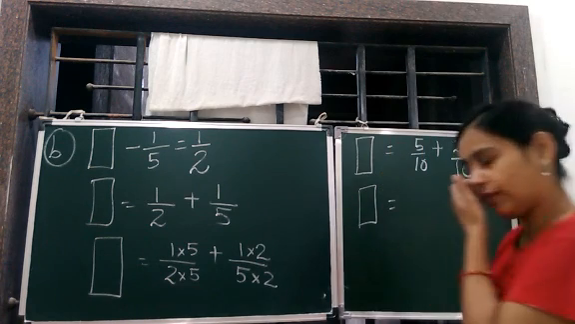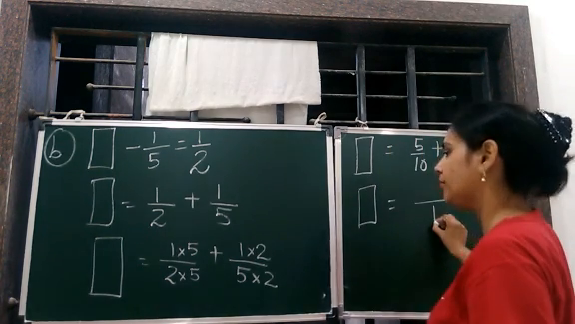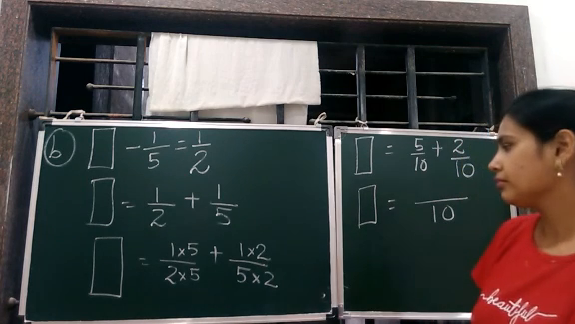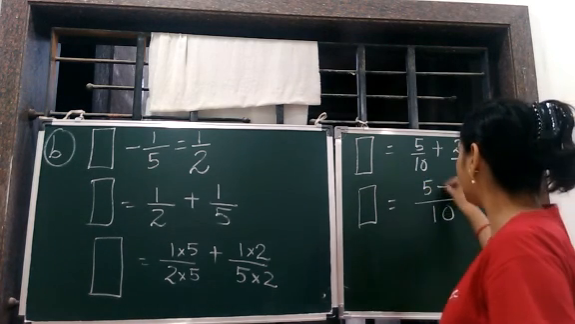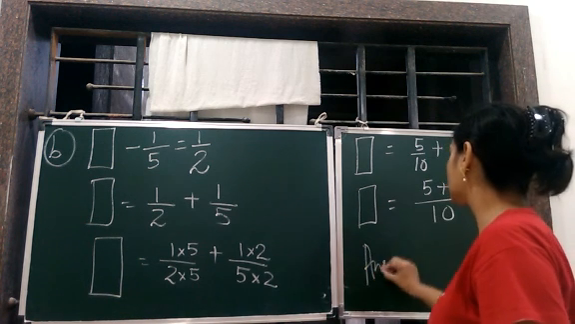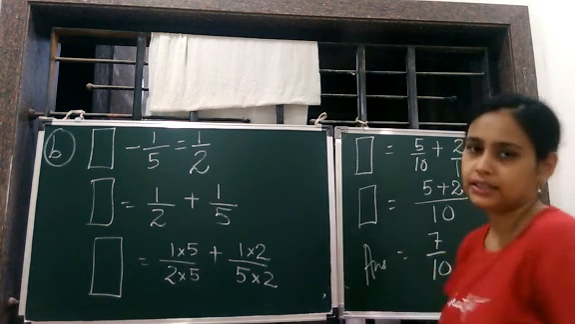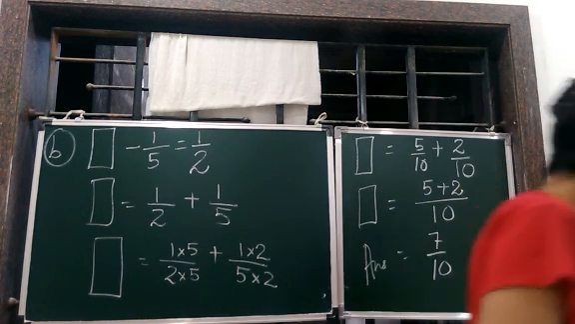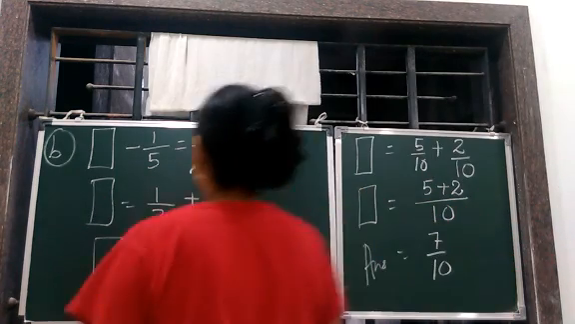Now see, are the denominators same now? Yes. So taking the denominators common, what to do? We just simply add the numerators. So the answer will be 7 by 10. This completes the B part. Okay, now we do the C part.